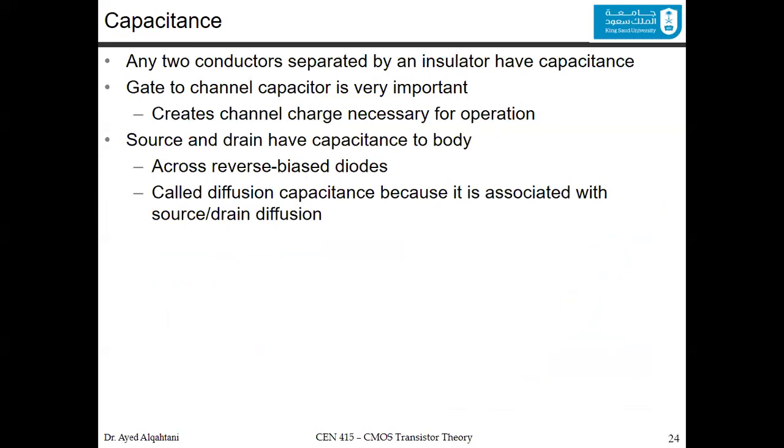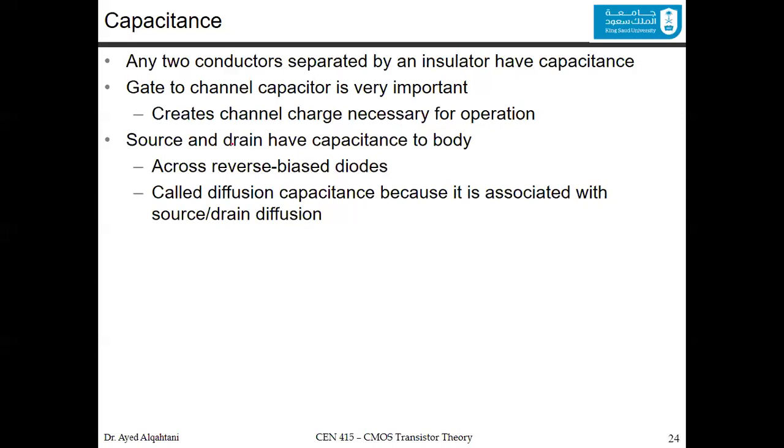Now for the capacitance. Any capacitance, as we mentioned, is any two conductors separated by an insulator. We have the gate to channel capacitor, which is very important because it tells you if the transistor is on or off. It creates the channel charge necessary for the operation, meaning being off, on and off.